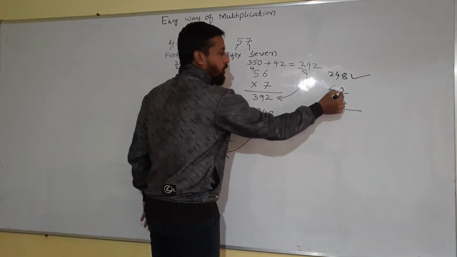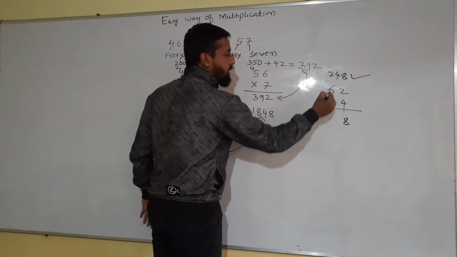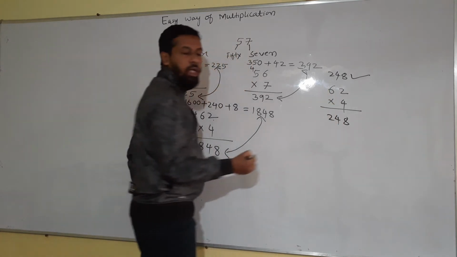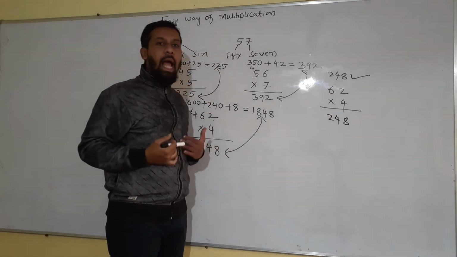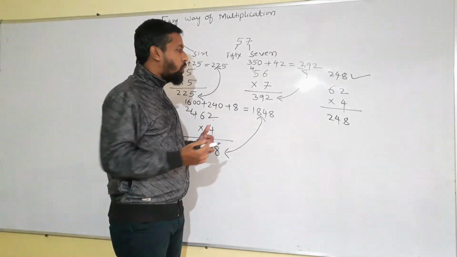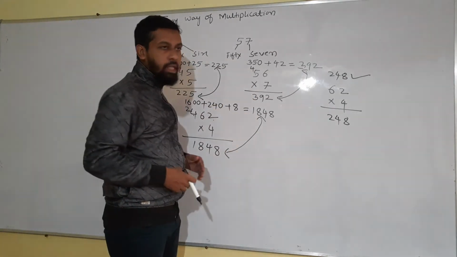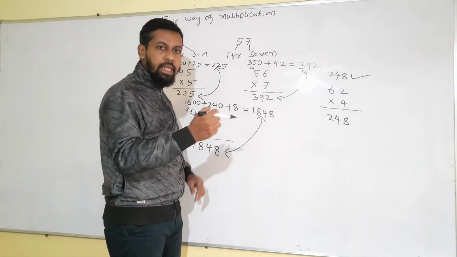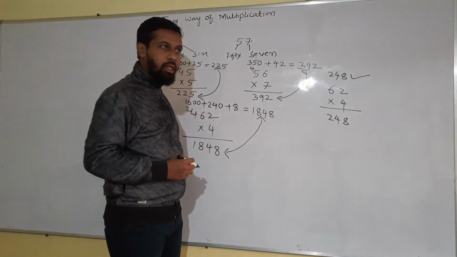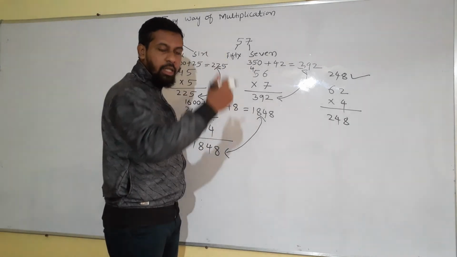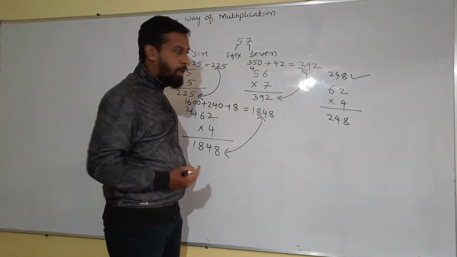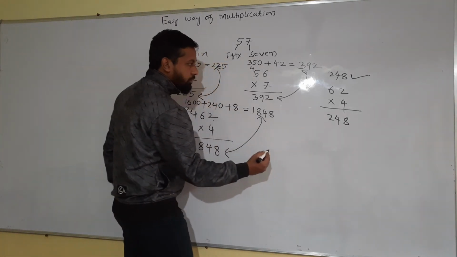Now see here, 4 2s are 8, 4 6s are 24. So especially when you are in higher classes, no need to multiply like this again and again. You should know the easy way to multiply and write the answer very fast. So you can solve the problems as early as possible. We'll see one more problem.